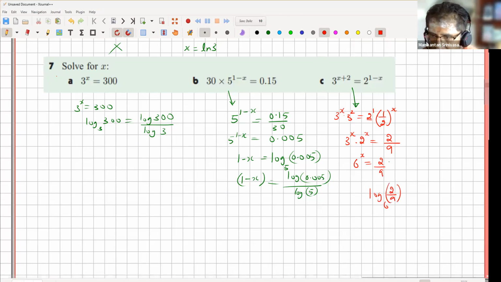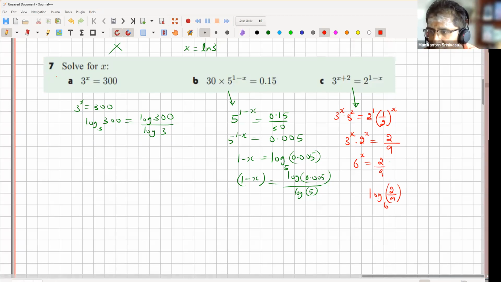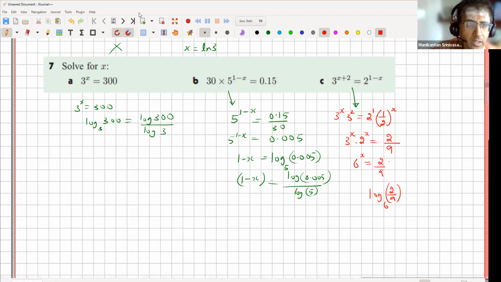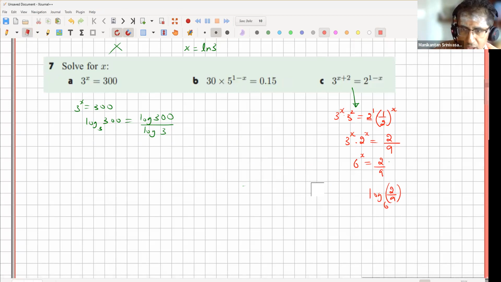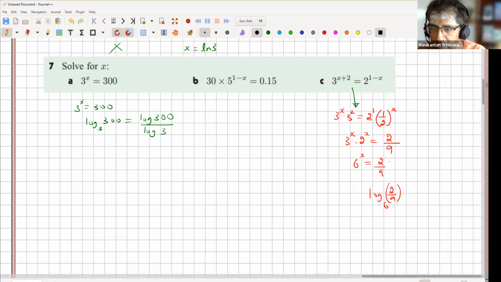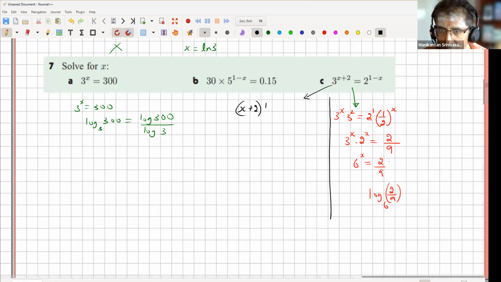I'll show you another way. This is perfectly fine and well done. So log of 2 by 9. Is this method very clear, guys? Okay, so another way. In fact, I want you guys to try all of these and convince yourself they're all giving the same answers. Method 2: take logs to both sides to the base 10 straight away. So it's x plus 2 times log 3 equal to 1 minus x times log 2. Agreed?